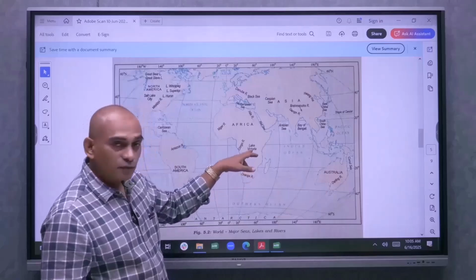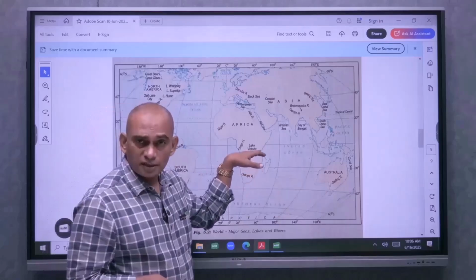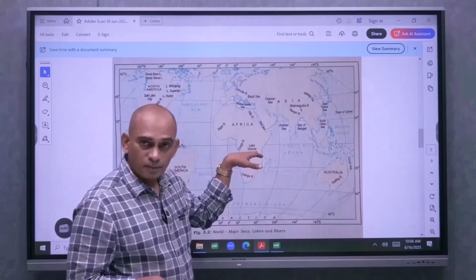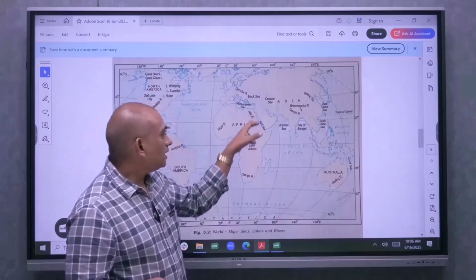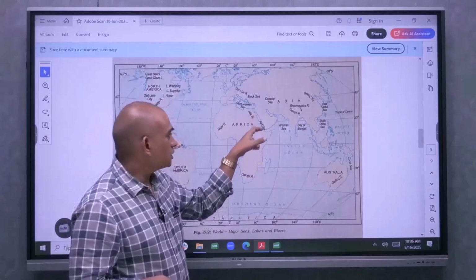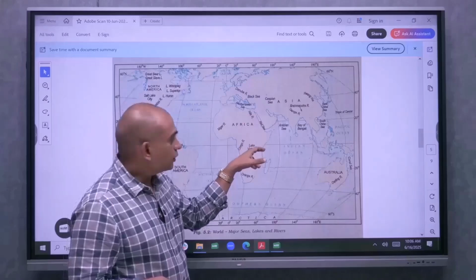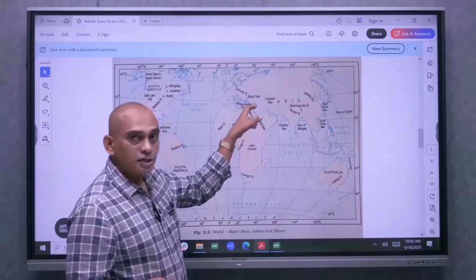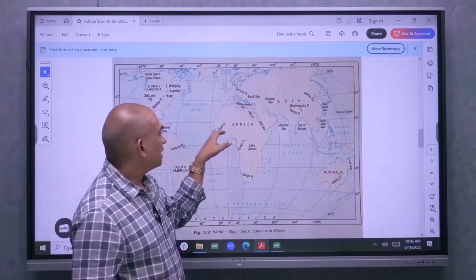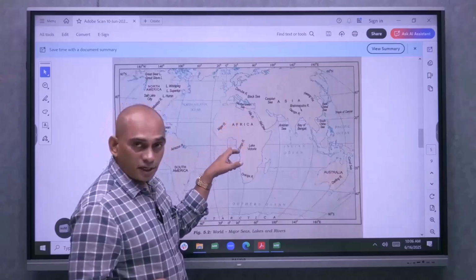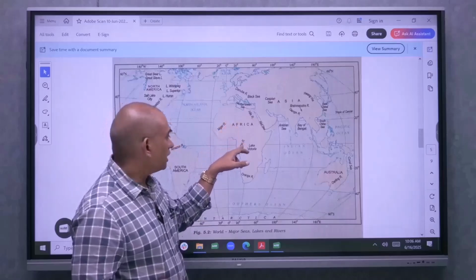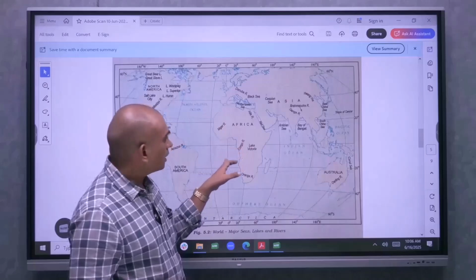And look at this Lake Victoria. It is located nearer to the equator. That means the equator is passing through this region. And Nile River is originating in this place, near to the Lake Victoria. And Nile River is draining into Mediterranean Sea. And Niger River is draining into Gulf of Guinea, and Congo River is draining into Atlantic Ocean.